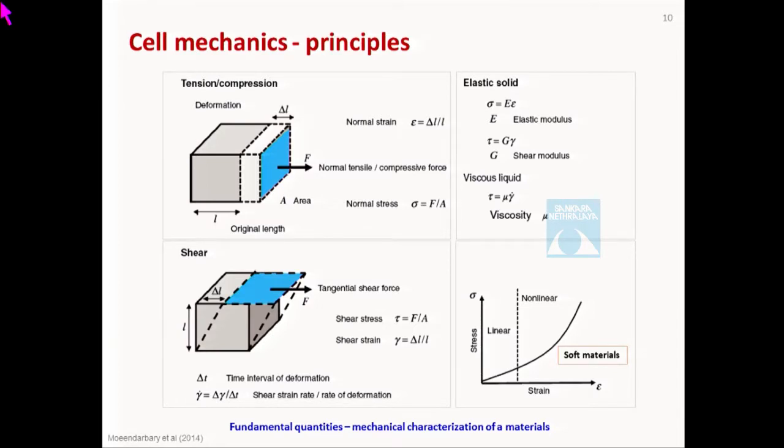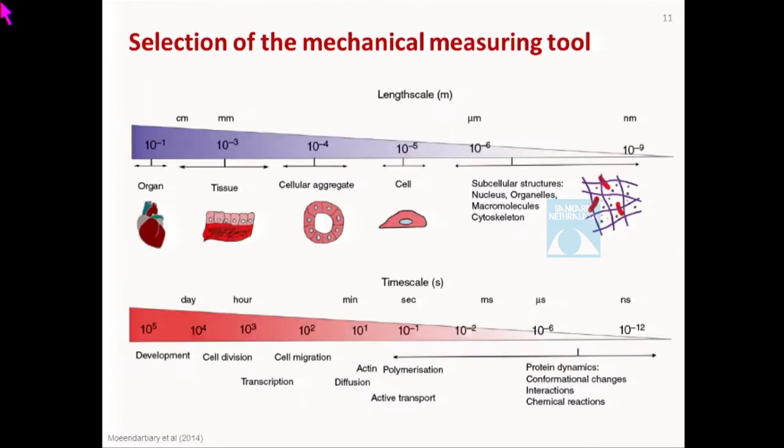Similarly, if the stress is applied in the tangential direction, the stress leads to shear strain, and the shear stress and the shear strain are related using the shear modulus. Okay? And if you talk about a soft material and you plot the stress versus strain, for a lower range of strain, stress and strain are proportional to each other. But when you go to the higher end of strain, the stress increases very rapidly as you increase strain. So this is the case for soft materials like cells.